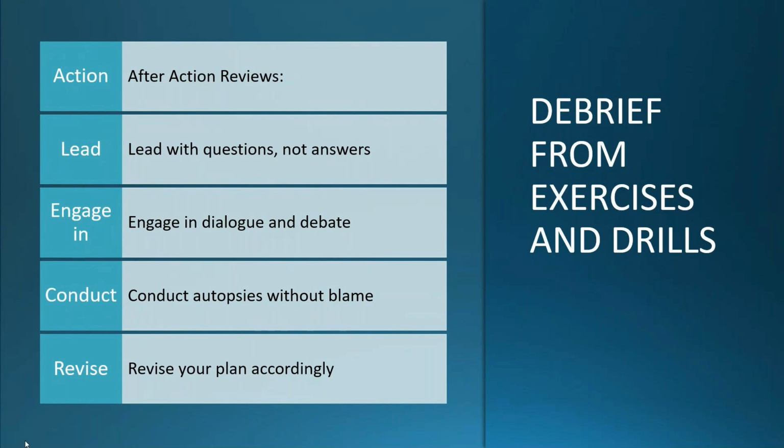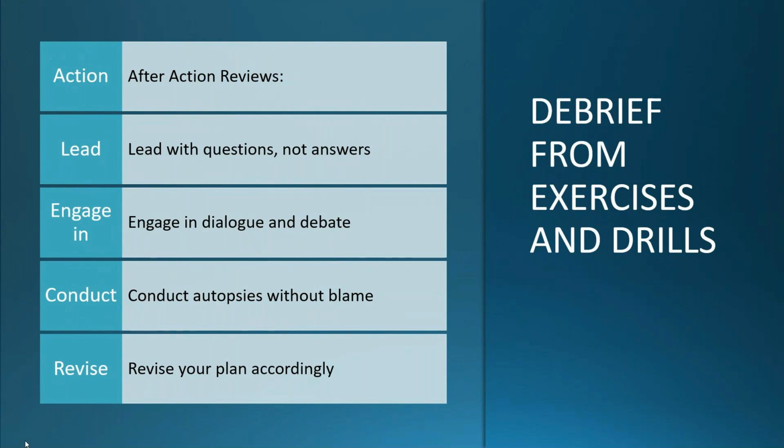So once we do exercises, we need to have kind of a review process that takes us from the practice we just did to fixing any of the issues that we identified during the practice. And so we call that an after action review. When we do our after action review, we want to lead with questions and not answers. We don't want to give answers to the questions. We want people to answer those. We want to engage in dialogue and debate in a no fault environment, meaning it's okay to get it wrong here because this is where we want to get it wrong. Because if we get it wrong and everybody sees that's not the right way to do it, then we'll have collective wisdom amongst everybody. And then we'll conduct those autopsies without blame.